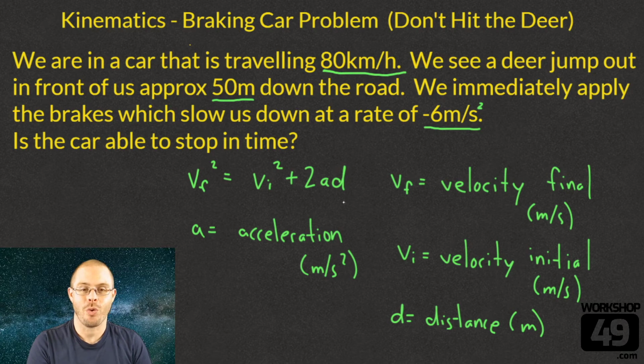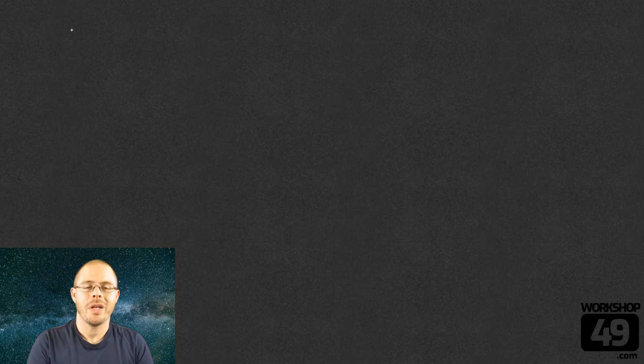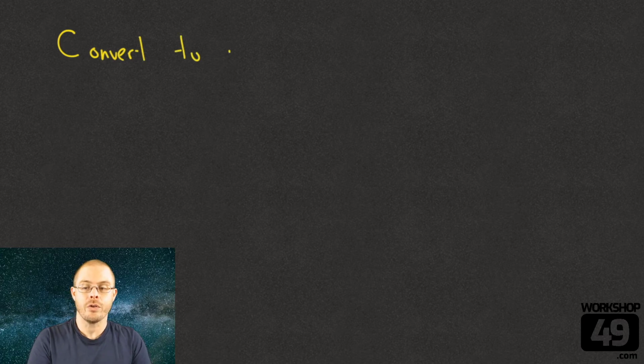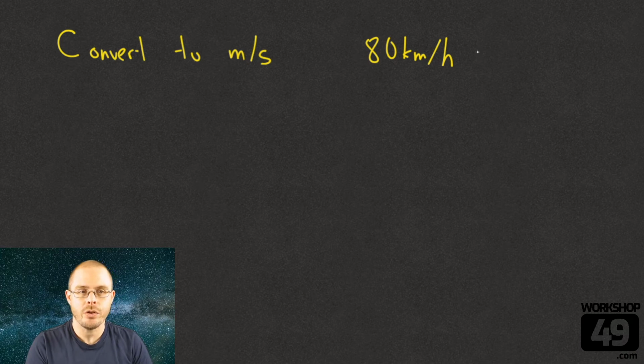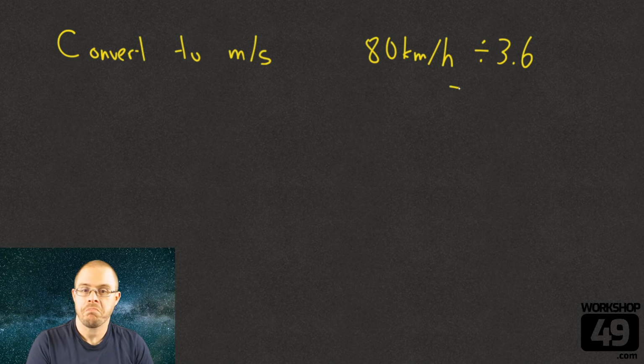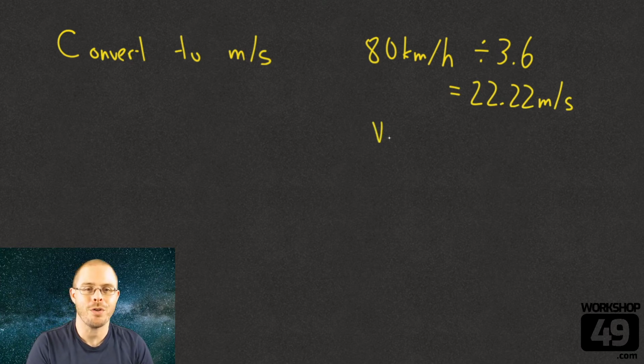Let's go ahead, scroll down, and we'll start filling in what we know and make sure that the deer is safe. So we have to start by turning those kilometers per hour into meters per second. Anytime you have a question like this, get into meters per second. Our 80 kilometers an hour, to convert that into meters per second, we're going to have to divide by 3.6. Kilometers per hour to meters per second, divide by 3.6. That gives us 22.22 meters per second.